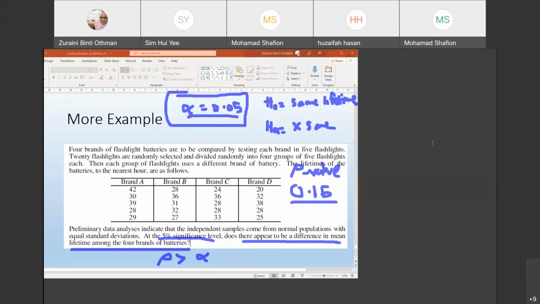Yalah, fail to reject. Same lah. Fail to reject, don't reject, fail to reject. Betul lah. Don't reject. Okay, that is fail to reject.